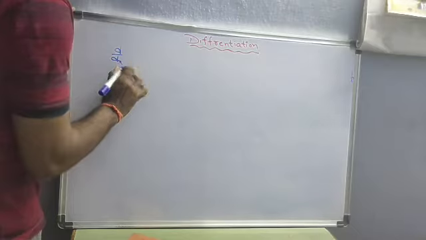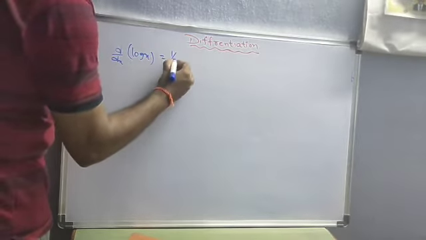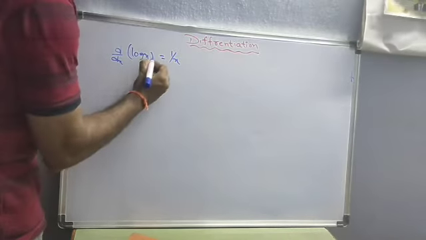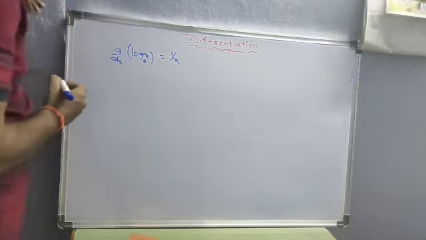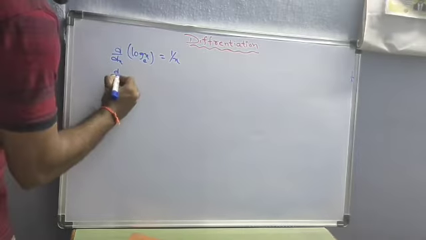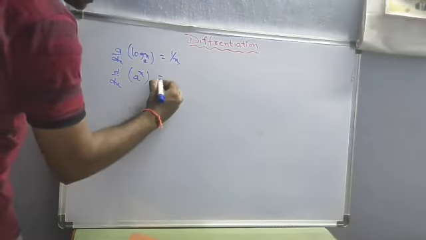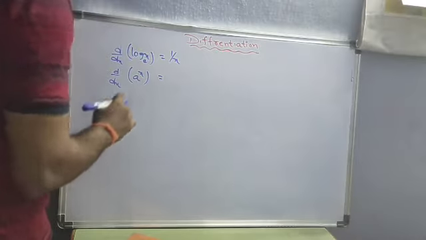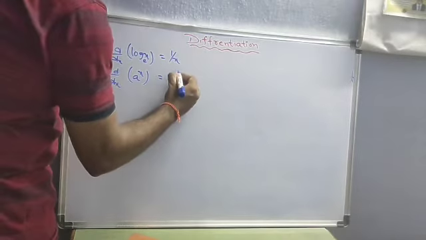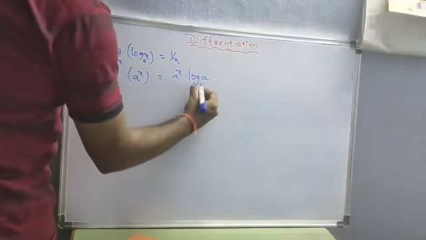d by dx of log x. Log x equal to, what is that? 1 by x. Here log x means compulsory base value is e. Next, d by dx of a power x, that means exponential functions, constant power some x functions. So that formula is a power x into log a. Here what is that? Base e.